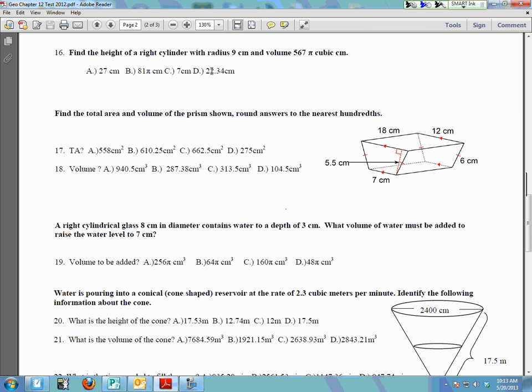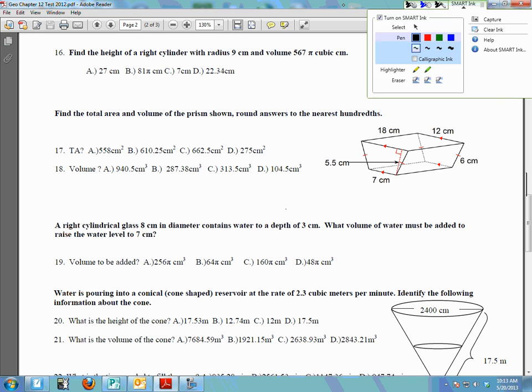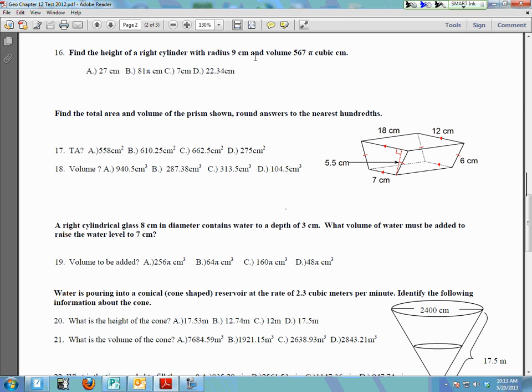Number 16 says find the height of a right cylinder with a radius of 9 centimeters and a volume of 567 pi cubic centimeters. Remember the volume for a cylinder is pi r squared h. Okay, so we know we've got a total of 567 pi.